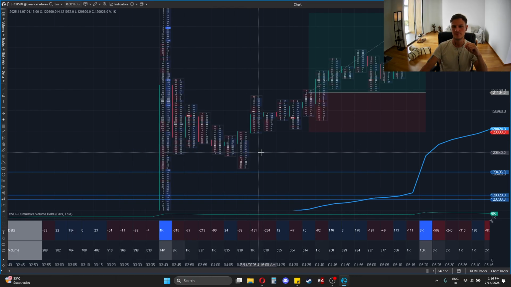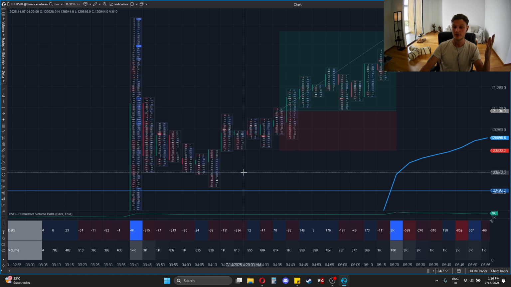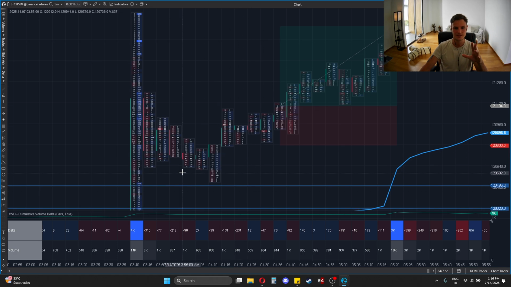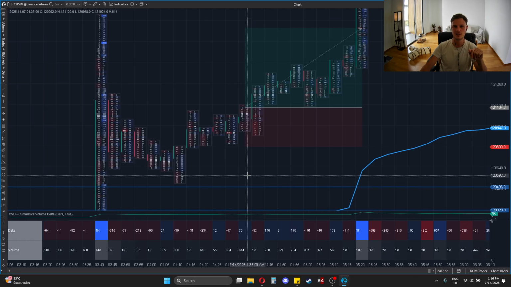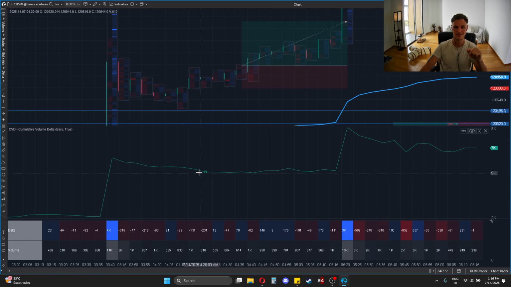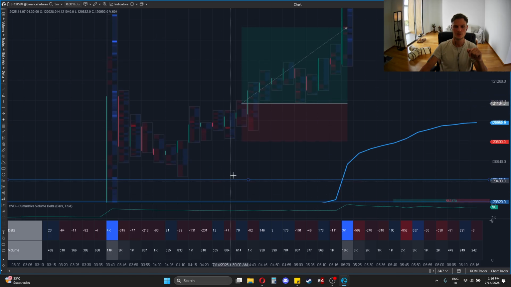It's just amazing. Also my previous video was just about CVD divergences, which is exactly the same principle without all of these numbers. But if you don't have a footprint chart and you don't want to get into it right now, you just want to use a CVD line. It's just this line here, right? And it's free on TradingView. You can just watch my previous video explaining how CVD works and how to find these divergences without using the footprint chart, just using the CVD line.